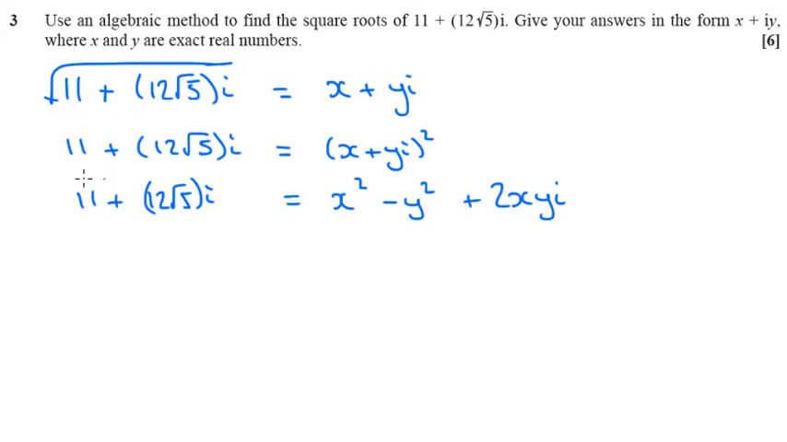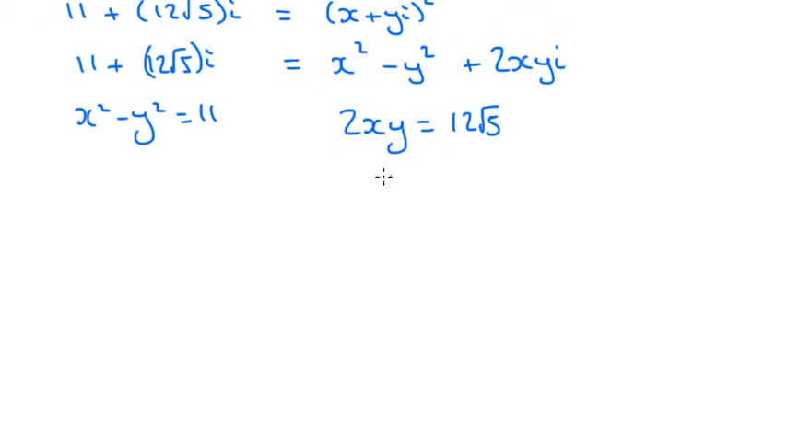And because we've got a real part here and a real part here, we can equate those. So we can say that x squared minus y squared must be equal to 11, and we can equate the imaginary parts as well. So we can say that 2xy must be equal to 12 root 5. We don't need the i part. That then tells us that xy is equal to 6 root 5, and also that y must be equal to 6 root 5 over x, which we can then substitute into here.